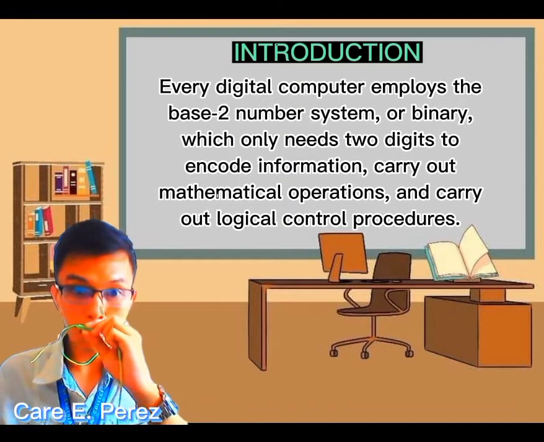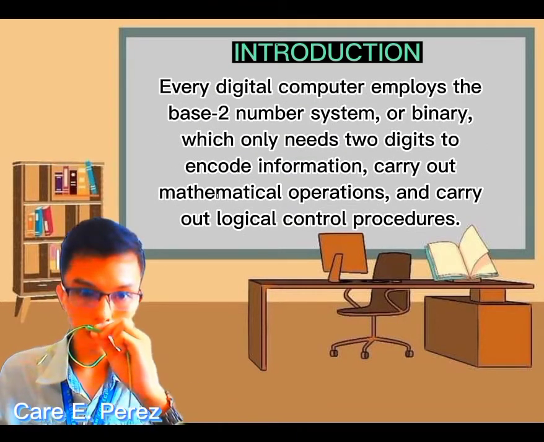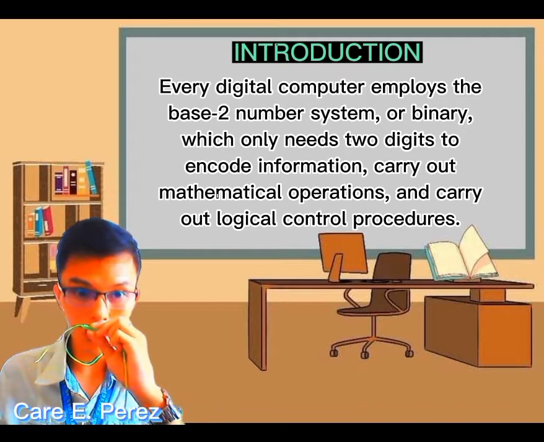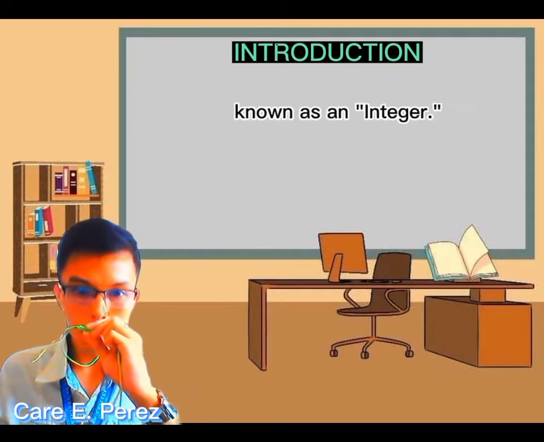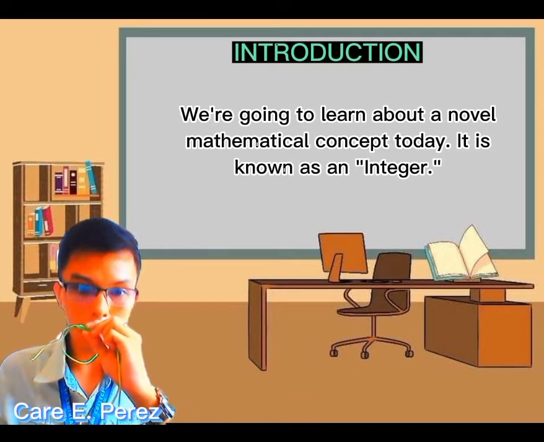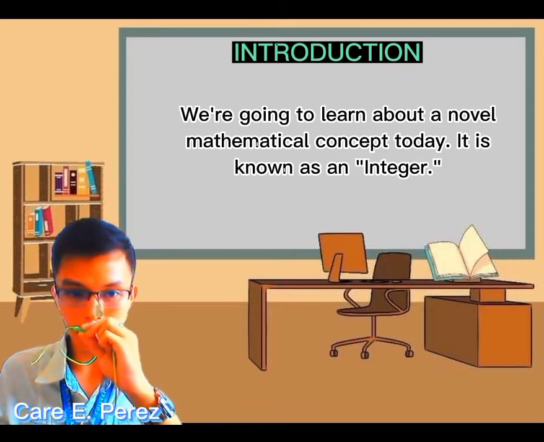Every digital computer employs the base 2 number system, or binary, which only needs 2 digits to encode information, carry out mathematical operations, and carry out logical control procedures. We're going to learn about a novel mathematical concept today. It is known as an integer.